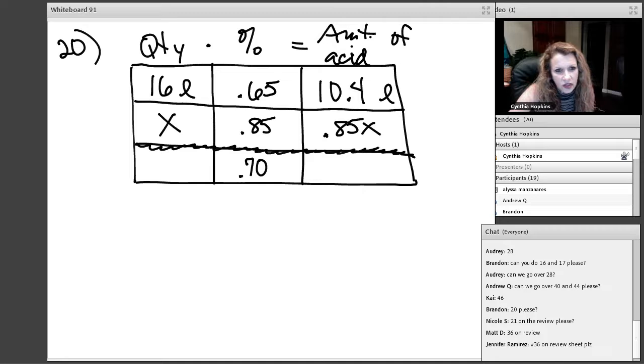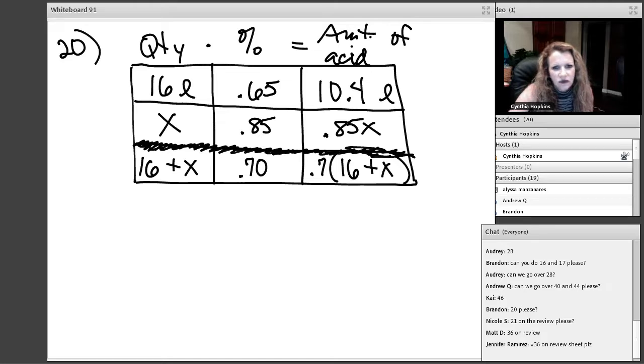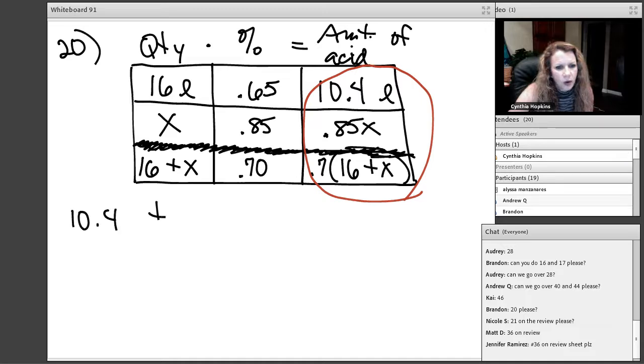This is where I think it's so important that you have this bottom line bolded like I have right here, because I'm adding those two things together to get the third thing. So isn't my quantity 16 plus X? I'm adding those together. And so here's my third box. It's 0.7, the quantity, 16 plus X. And then my equation, without even needing to think, just falls right in my lap because it's right there. So I have 10.4 plus 0.85x equals 0.7, the quantity, 16 plus x.